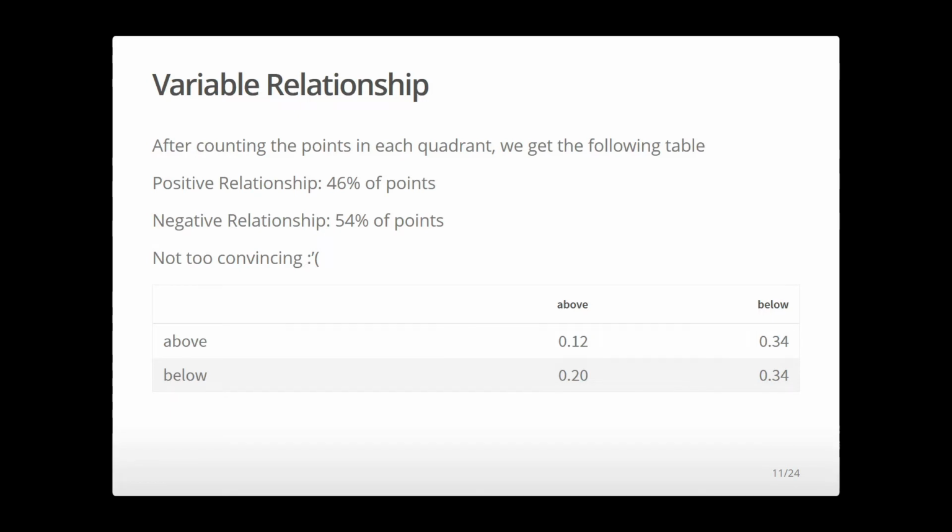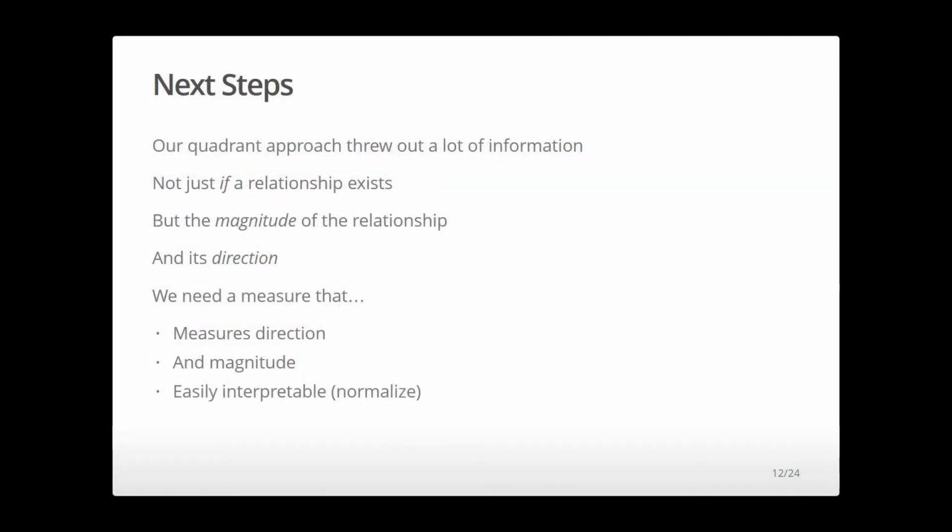But in descending the ladder of measurement, we threw out a lot of information. It's not just that we want to know whether a relationship exists, but rather its magnitude and the certainty with which we can talk about a relationship. So how can we use the information we have to construct a more robust measurement of how these variables vary together? We need some way of capturing not only the direction of the relationship, which we did with the above quadrants, but also the size of that relationship.